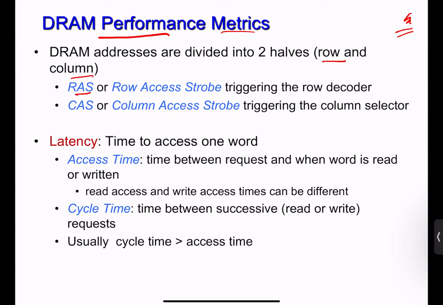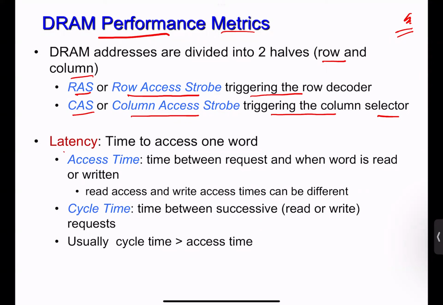We have a RAS, and you can have what is referred to as a CAS. RAS is row access strobe. CAS is column access strobe. This will trigger the row. This will trigger the column. Meaning one will specify exactly where the row is, and one will specify exactly what the column is, the RAS and CAS. But we need also to highlight some definitions.